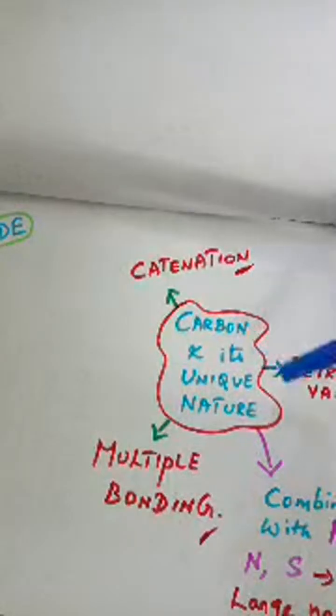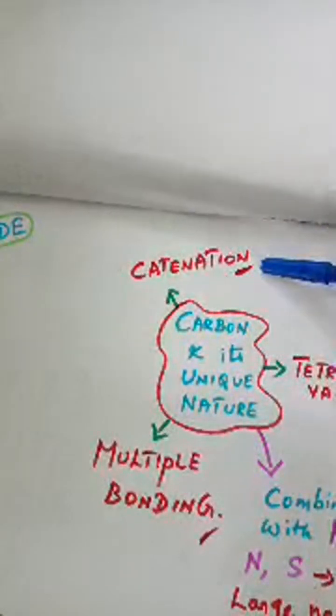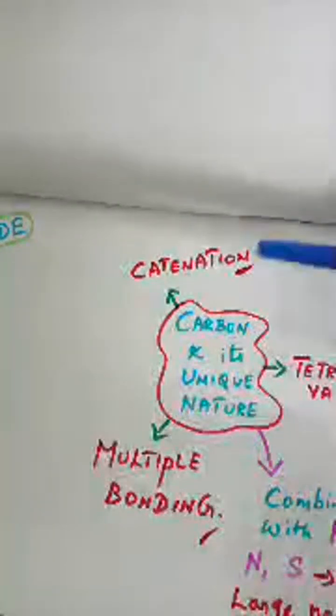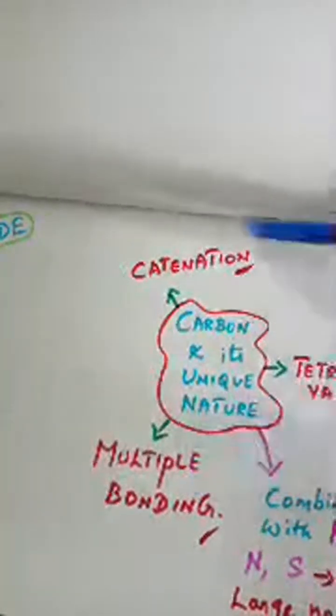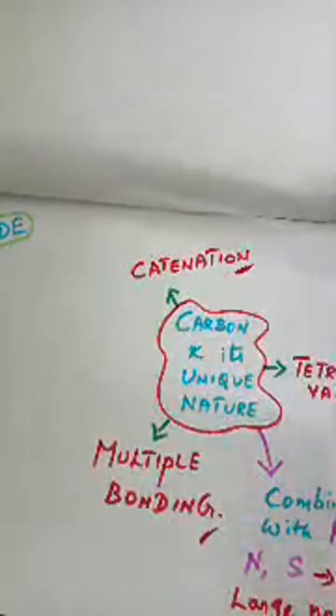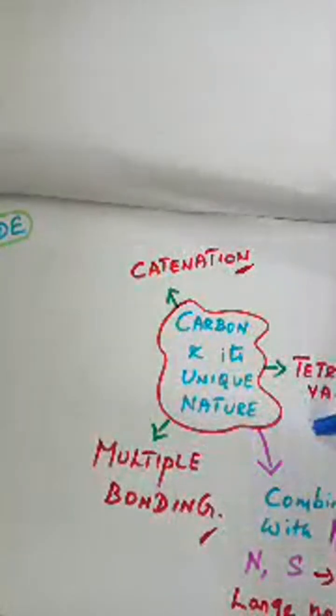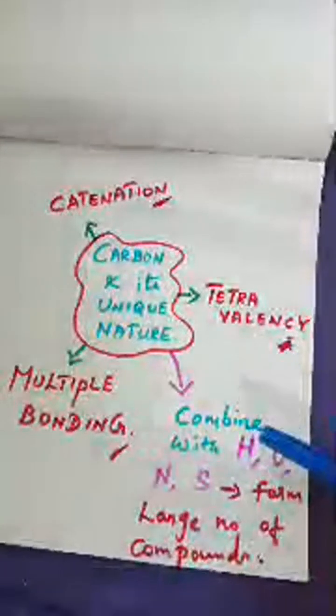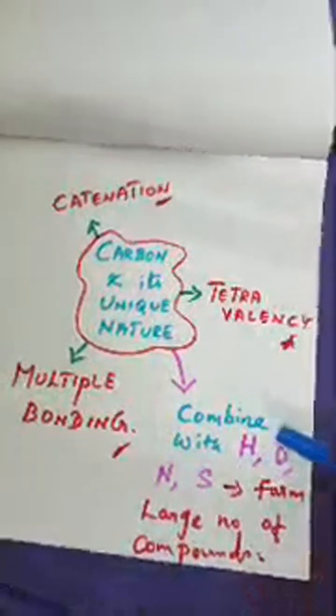Carbon has a unique nature: catenation, tetravalency, and multiple bonding. All this we are going to see today in detail. It was just an introduction I gave you in the last session. Carbon has a tendency to combine with other atoms such as hydrogen, oxygen, nitrogen, and sulfur, so it can form a large number of compounds. All these properties help carbon do this.